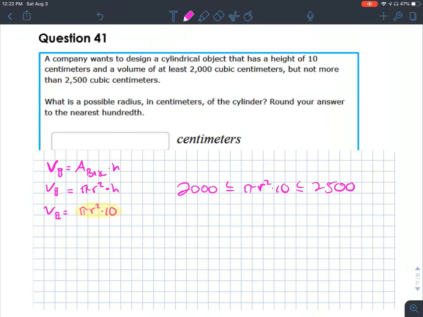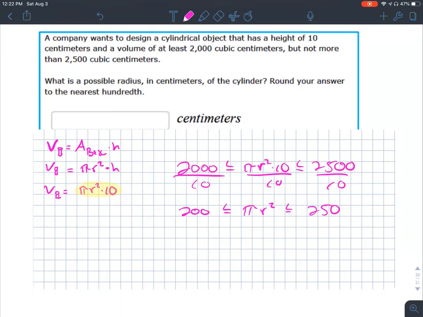I'm going to divide the left, middle, and right by 10 and get 200 less than or equal to pi r squared less than or equal to 250. Then I'm going to divide the left, the middle, and the right by pi. That's going to give me 200 over pi less than or equal to r squared less than or equal to 250 over pi.